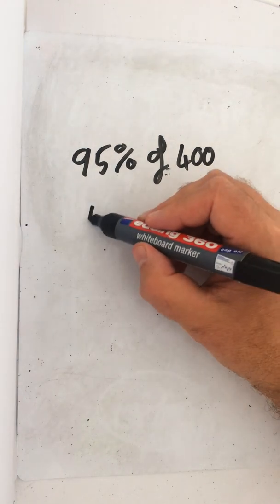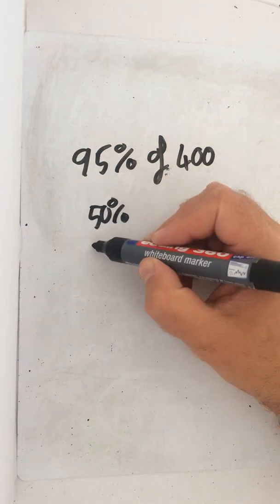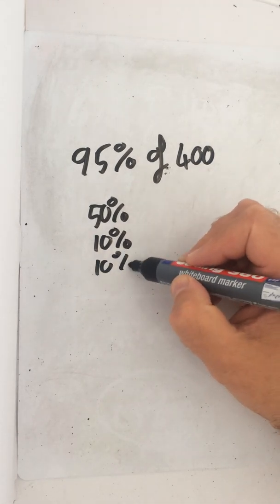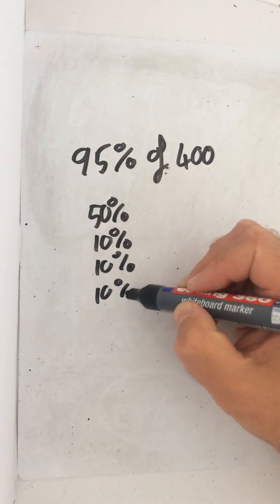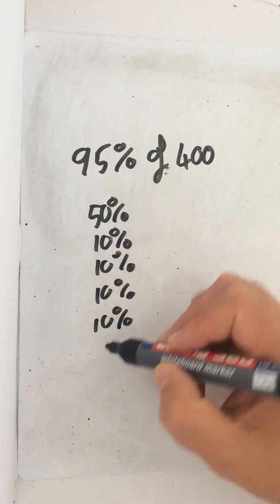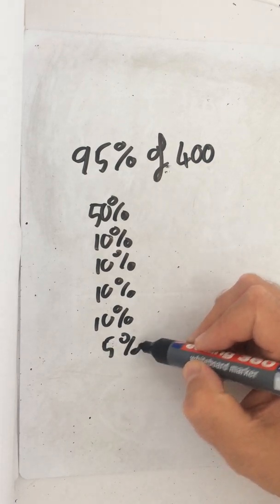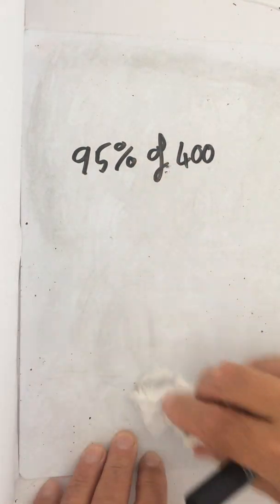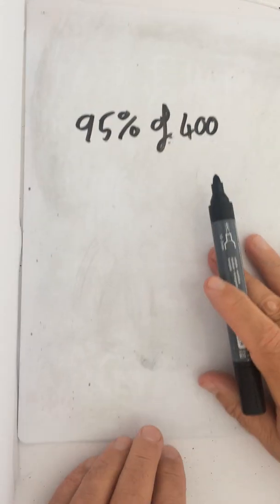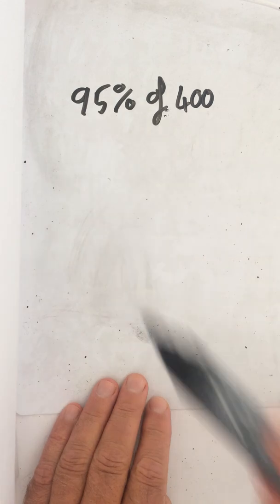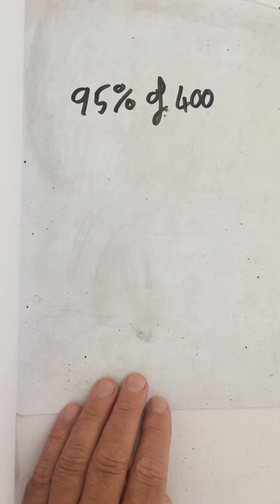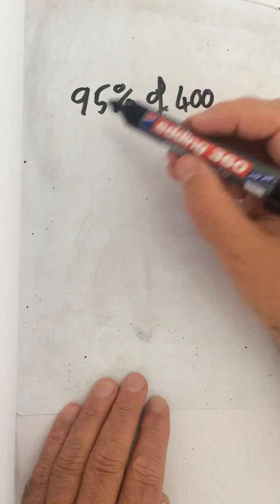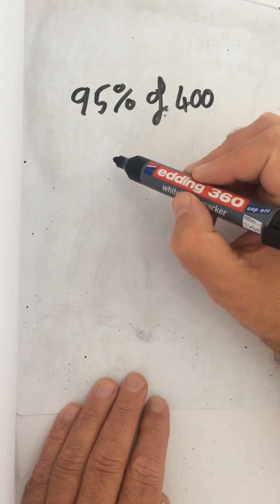Now I could find 50%, and then I could find another 10%, and another 10%, and another 10%, and another 10%, and then a 5%, and add them all up. Or I could do this. Now 95% is only 5% short of 100%, isn't it? So if I can find out 5%, then I can take it away from my answer.